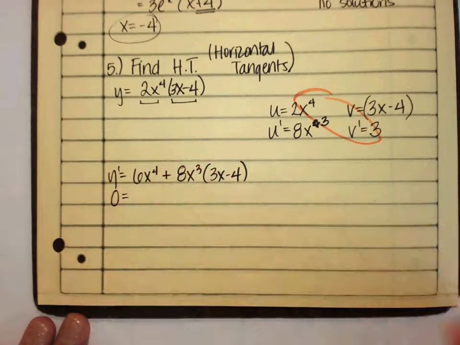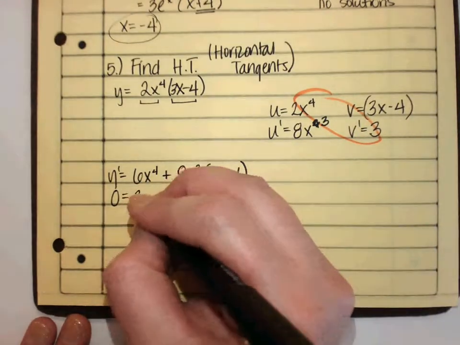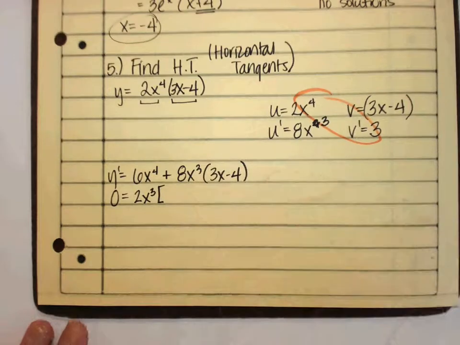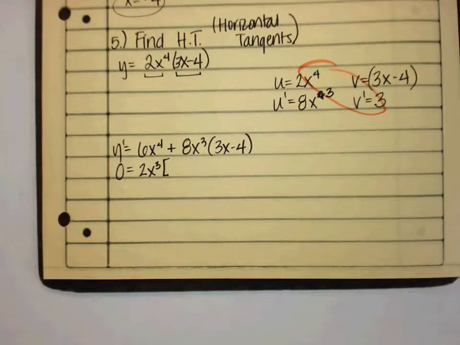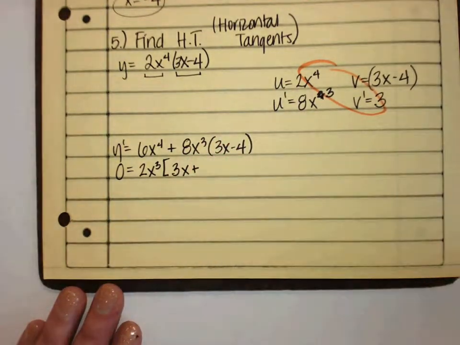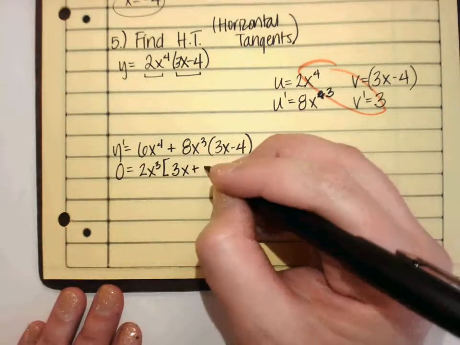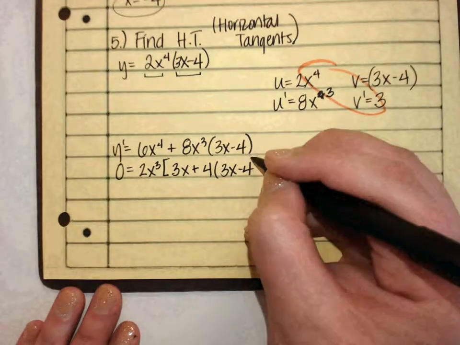0. What can I take out? The x. How many though? 3. I can take out an x cubed and what constant? A 2. So you can't touch anything that's in the parentheses? No. So then from there, my 6 divided by 2 leaves a 3x behind, plus 8 divided by 2 leaves a 4 behind, and then I still have the 3x minus 4 left over.